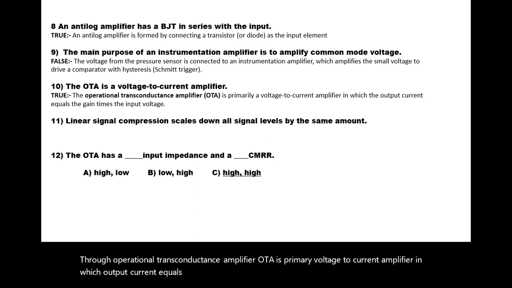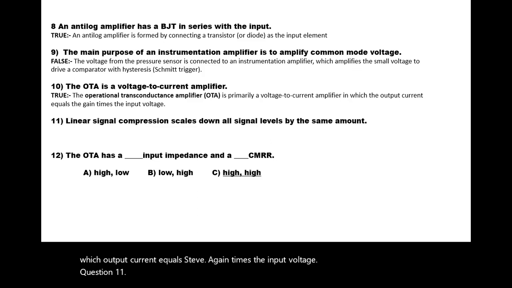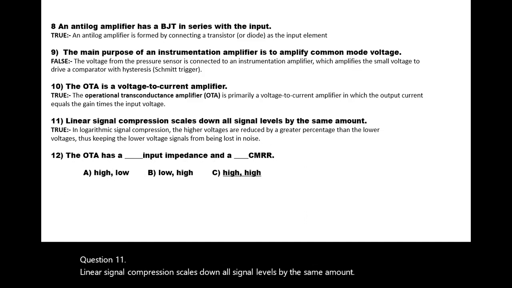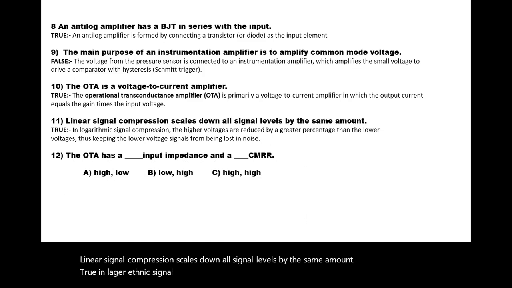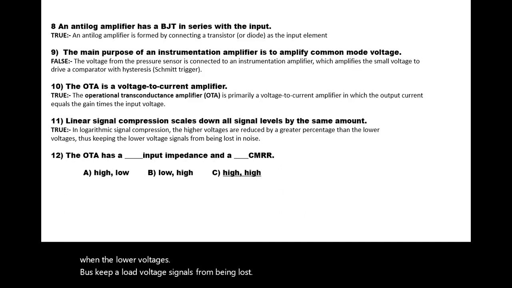times the input voltage. Question 11. Linear signal compression scales down all signal levels by the same amount. True. In logarithmic signal compression, the higher voltages are reduced by a greater percentage than the lower voltages, thus keeping the lower voltage signals from being lost in noise.